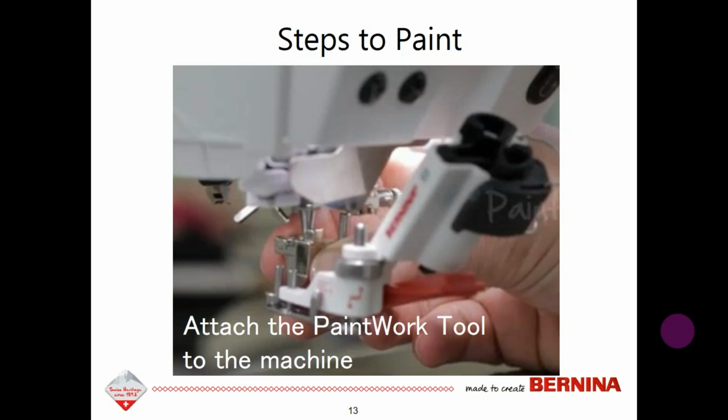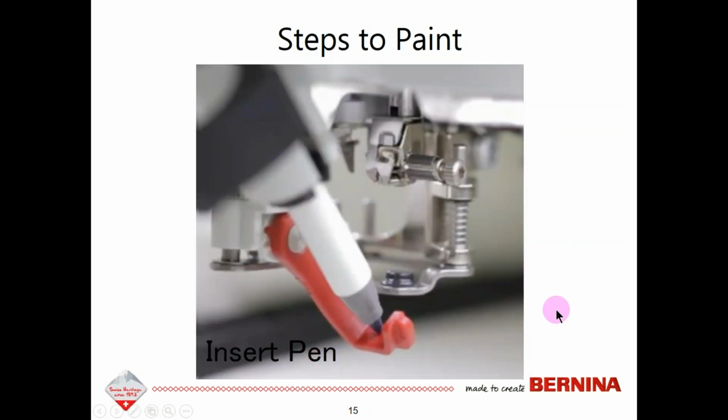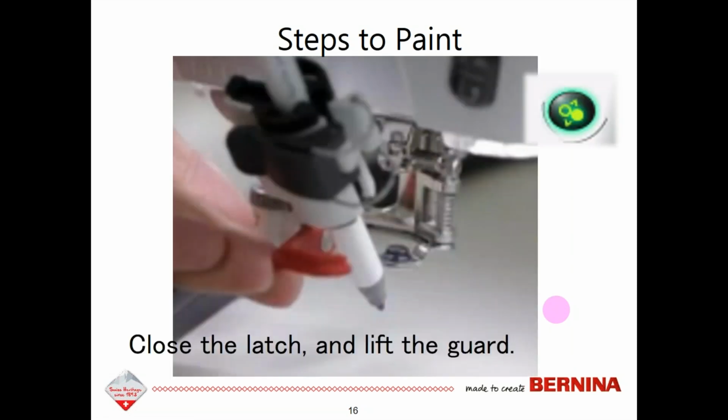So you're going to attach the Paintwork tool to the machine, and the pin guard lowers so that you know how far to insert the pin. So you'll rest the tip of the pin right on the base of that red guard. And there you can see the pin is inserted. And then you close the latch, and the latch is this black piece up here that tightens the pin. And then be sure and lift the guard before you start to paint.